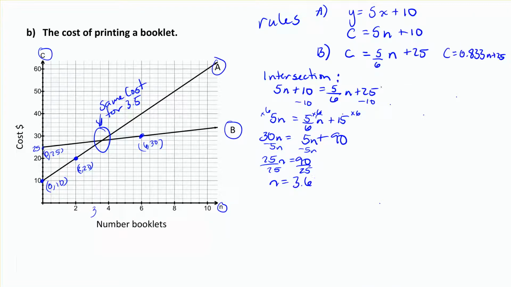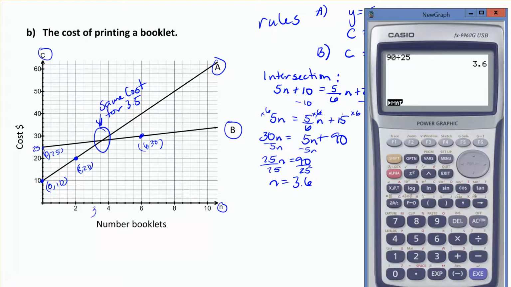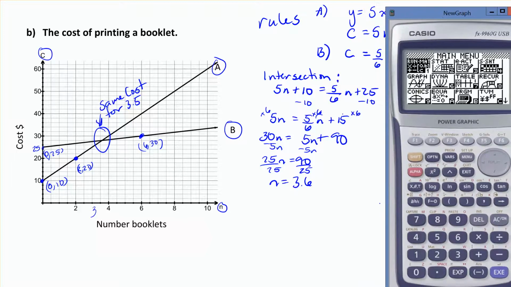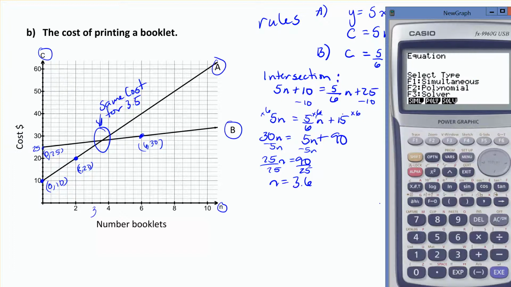Okay. Other ways to do this, of course, would be using your graphics calculator. One thing that we can actually do is, if we recognize that these two equations are going to be equal to each other, we can use the equation solver. So look for Equa on your calculator, and we'll use Solver, so hit F3 for Solver.